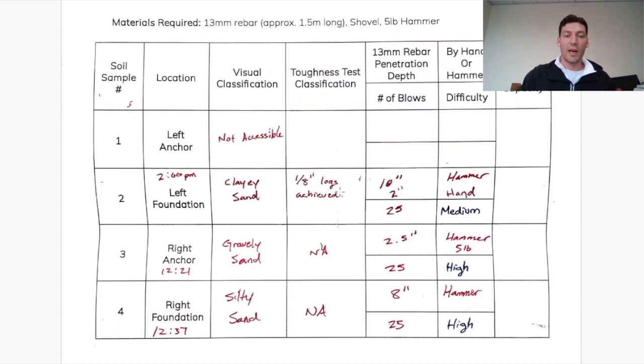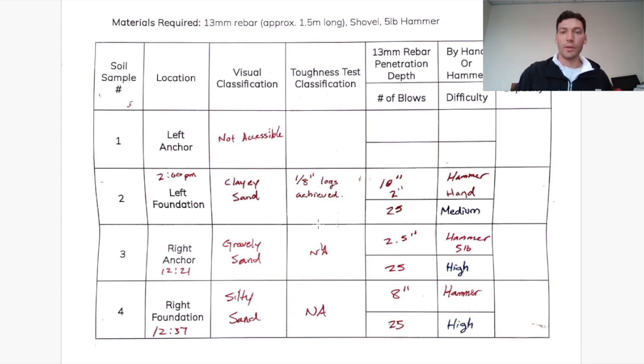This is just to illustrate that the visual classification is a preliminary classification. It's just based on us looking at the soil and using our best judgment to determine what the composition of that soil is. Moving on to the toughness test should confirm or conflict with our initial assumption here, and then we can move forward with more confidence in knowing what types of material the grain size particles make up that soil.